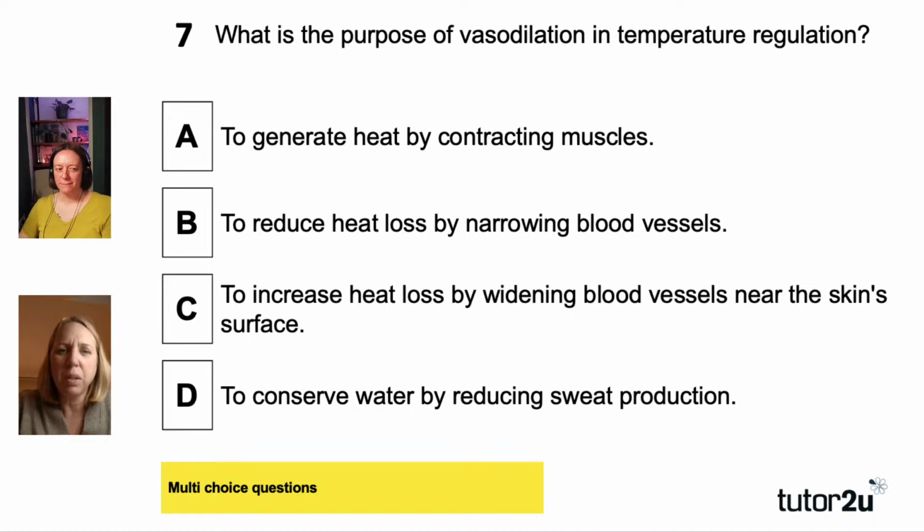Okay, so what is the purpose of vasodilation in temperature regulation? Is it to generate heat by contracting muscles, to reduce heat loss by narrowing blood vessels, to increase heat loss by widening blood vessels near the skin surface, or is it to conserve water by reducing sweat production?